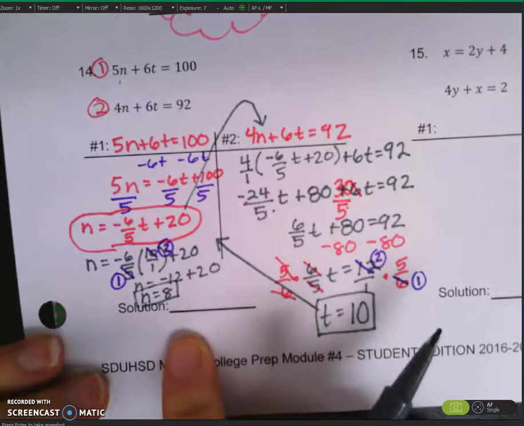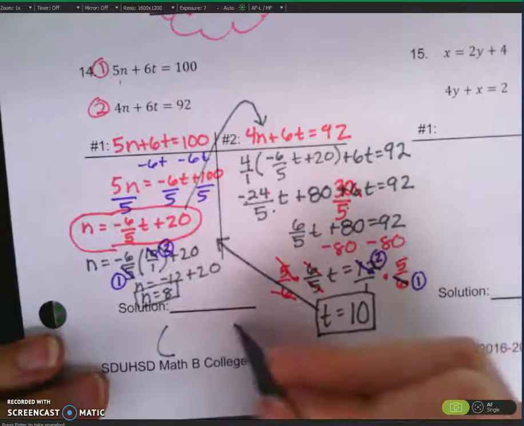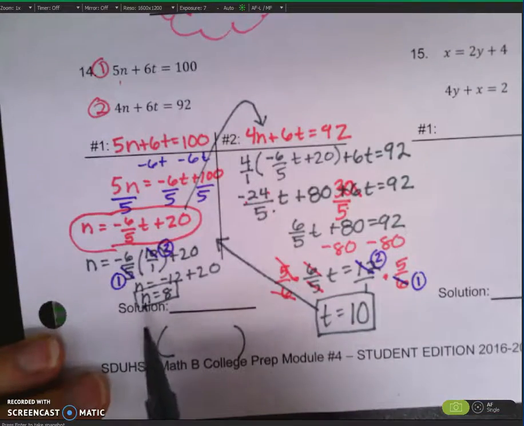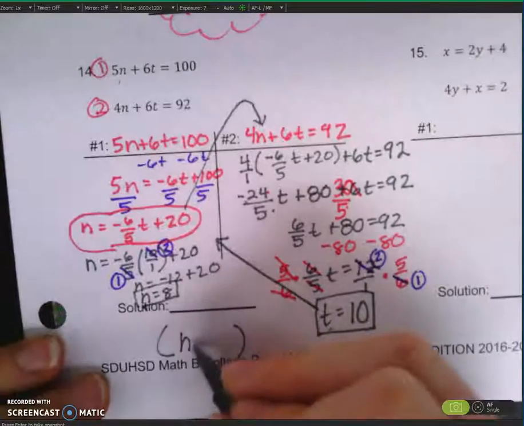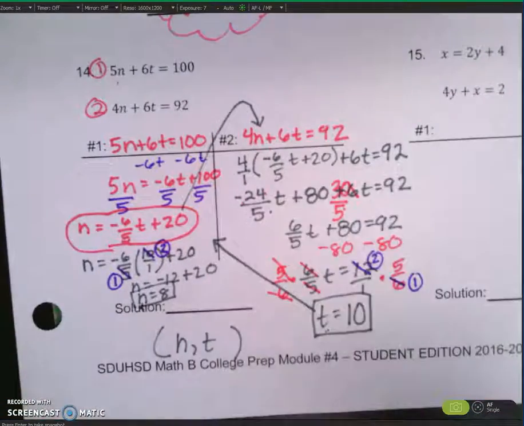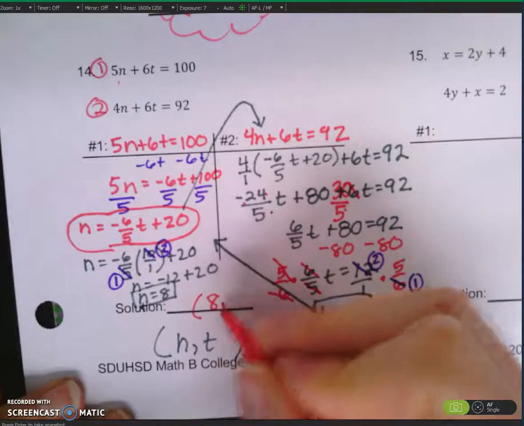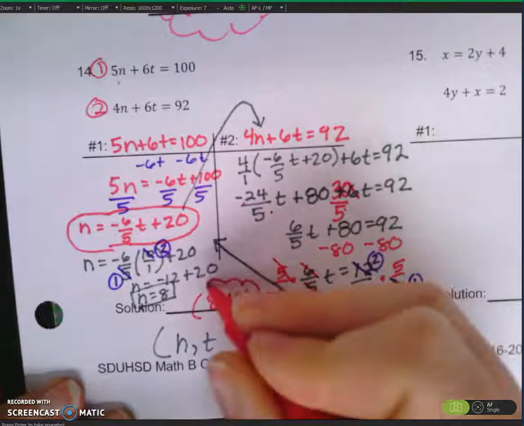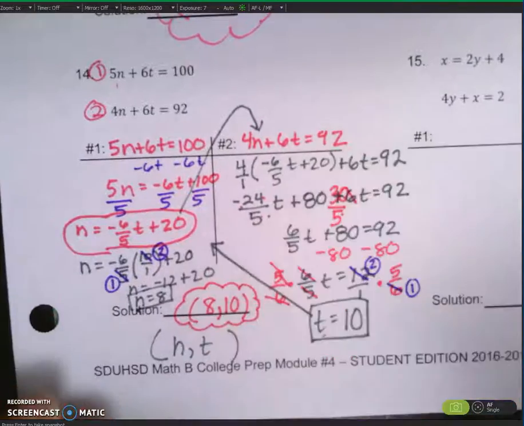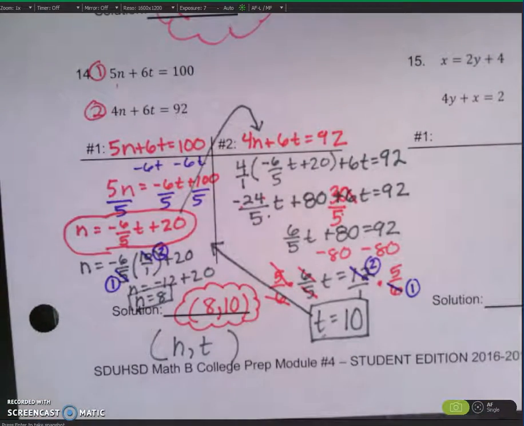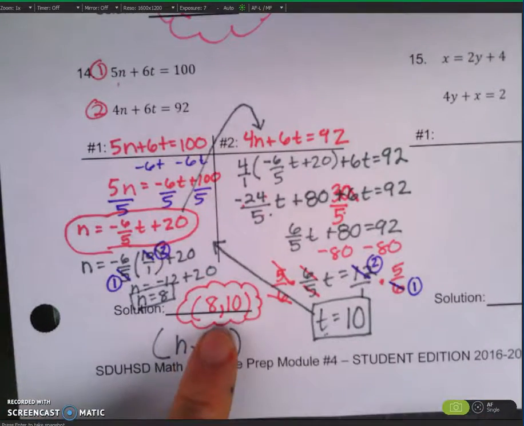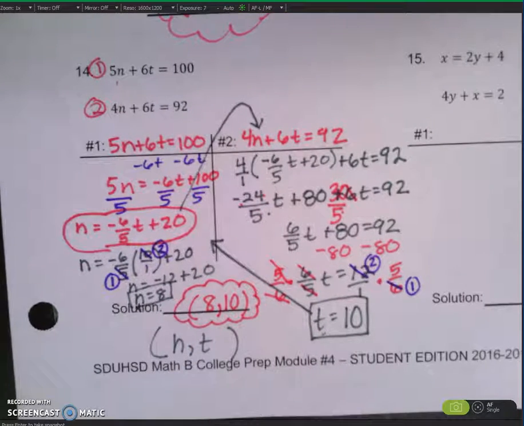Remember, when we write our solution, we have to write in alphabetical order. L, M, N, O, P, Q, R, S, T, U, V. So I know this is going to be n comma t. So let's write our answer as an ordered pair, 8, 10, and give it some flair. Remember, ordered pair means alphabetical order. So these two equations, if graphed, would intersect at the point 8, 10. Excellent. Let's move on to 15.